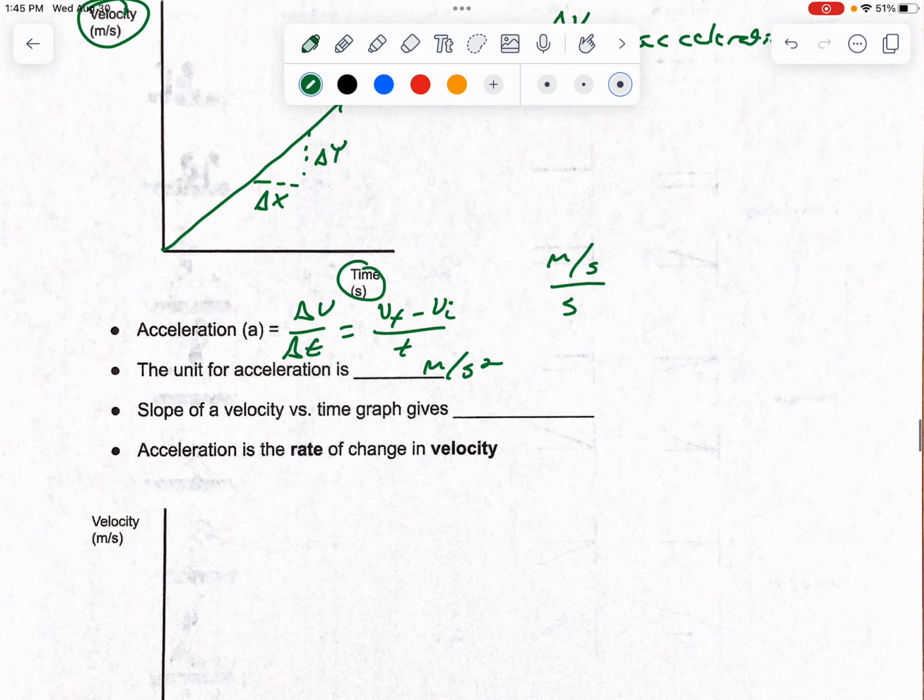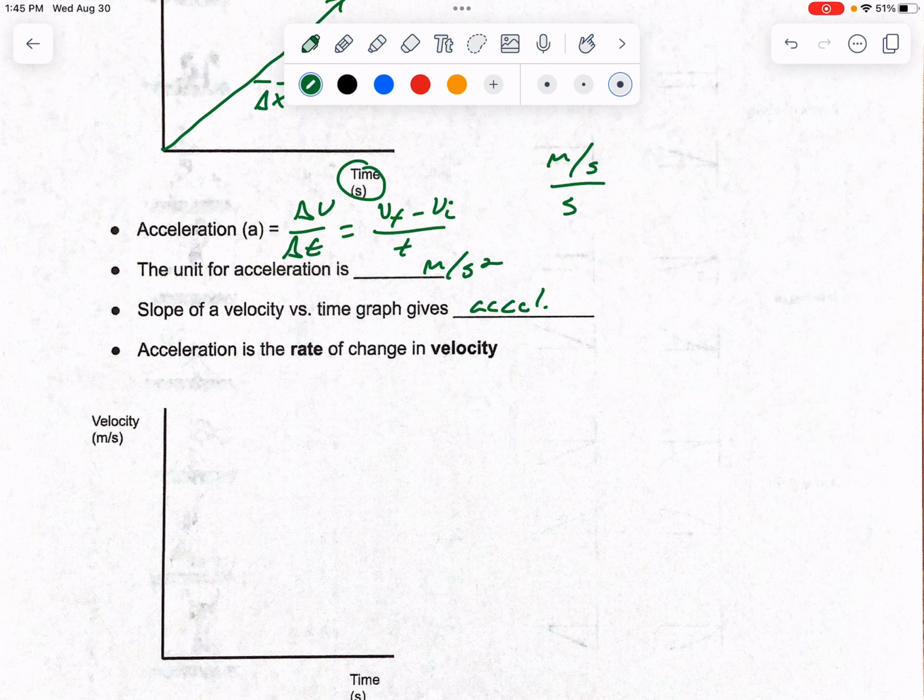And the slope of our velocity versus time graph, we just talked about that, is going to be our acceleration. And then the next little dot is basically stating the Webster's dictionary definition of acceleration: it is the rate of change in velocity. So how quickly are you changing your velocity?